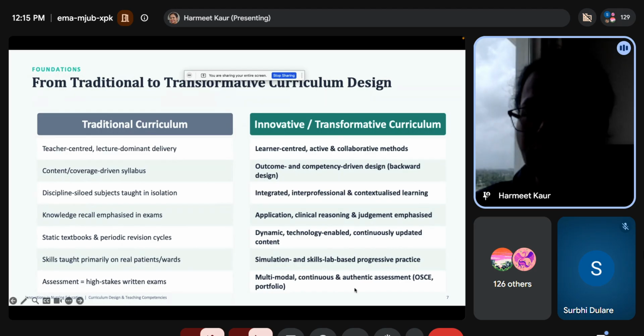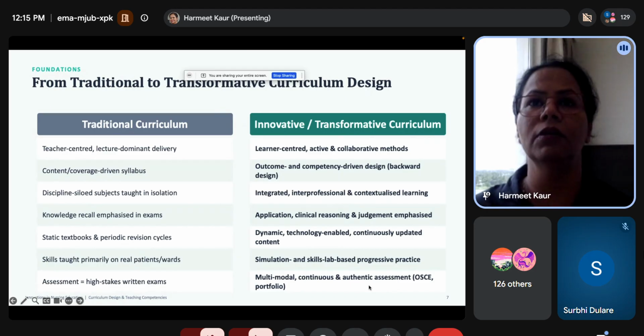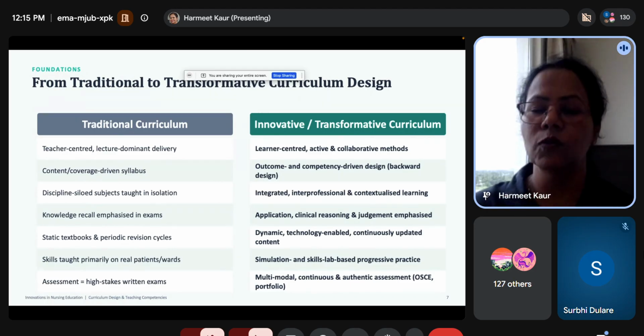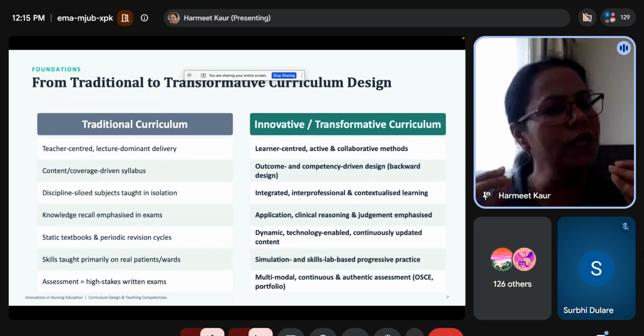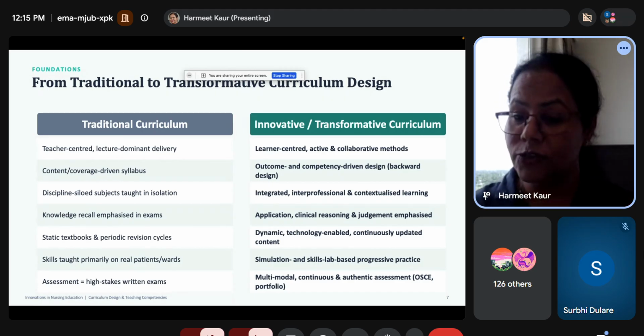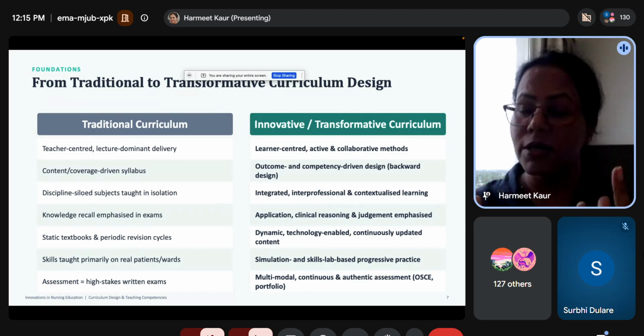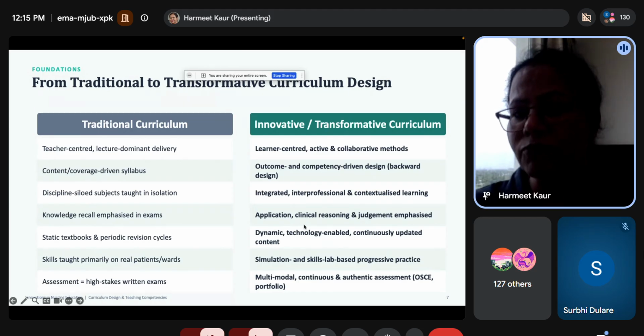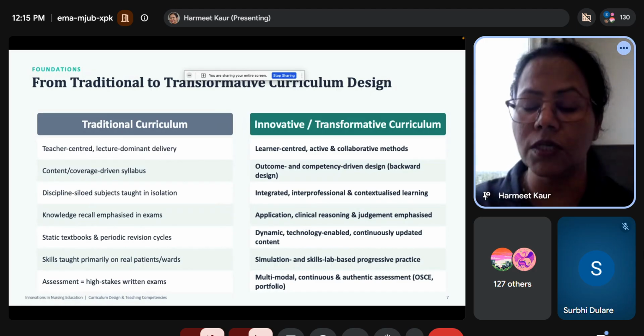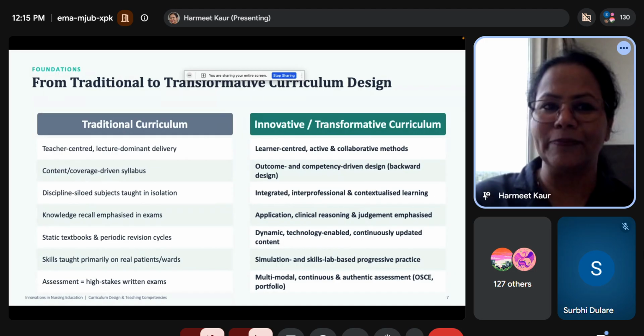And then it is multimodal, continuous, and authentic assessment. Assessment should not be only that in exams they are able to write, or in practical viva they are able to answer whatever they have just understood, or only functional assignments they are able to do. No, there should be something related to OSCE, objective structured clinical examination, where you have different stations and different kinds of activities which you have to do. Then their portfolios, we will be talking about that also in the end. So that is a particularly innovative and transformative curriculum, which will actually prepare expert nursing students.